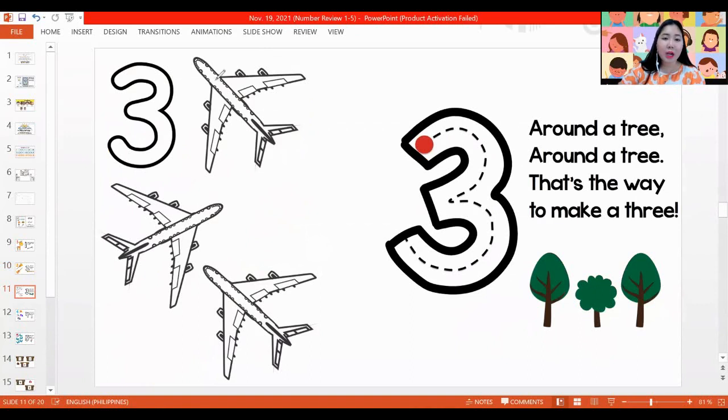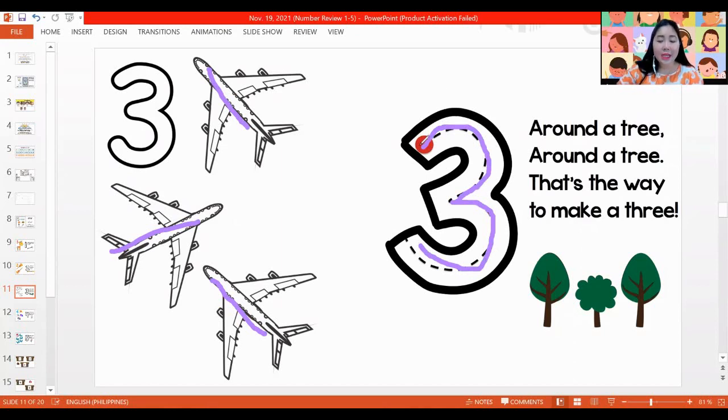Next one, we have the number 3. Let's count how many airplanes. 1, 2, 3. We have 3 airplanes for the number 3. Let's make number 3. Let's start at the top. We make a curve to the middle and a curve to the bottom. And we have the number 3.